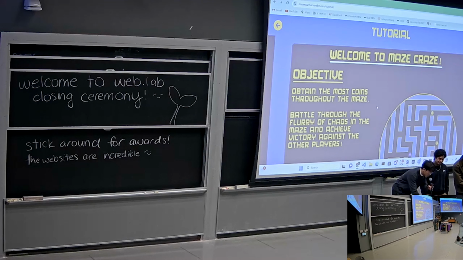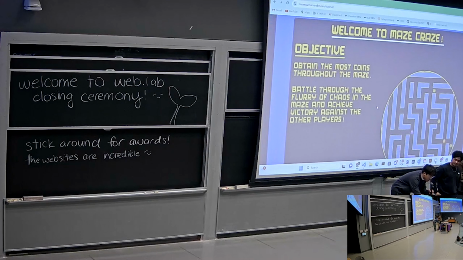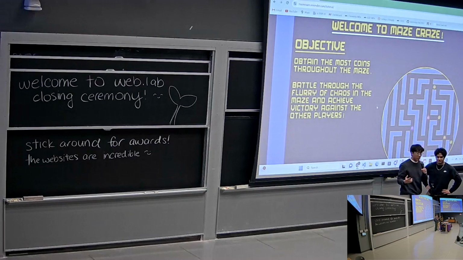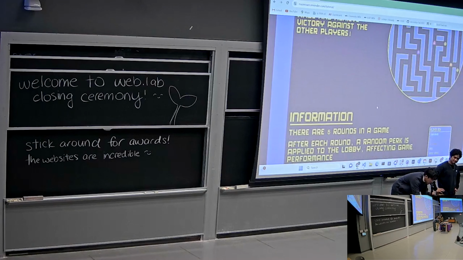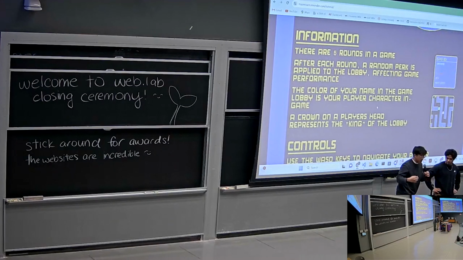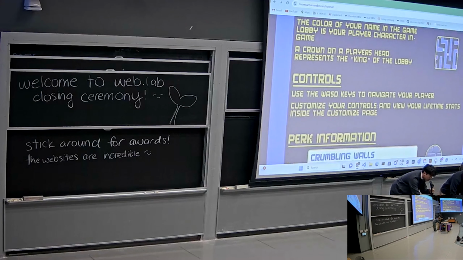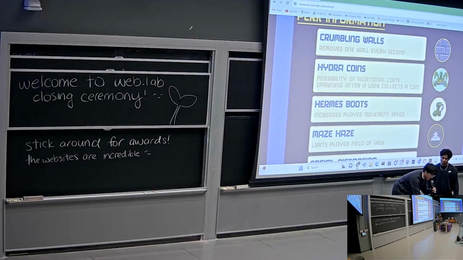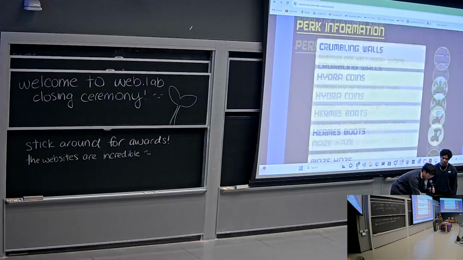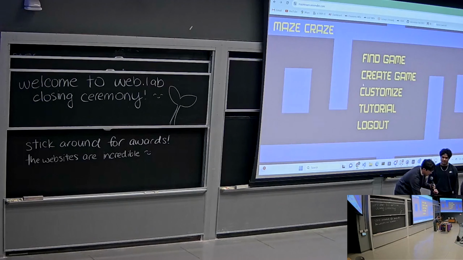Now if we go into the tutorial page, basically the entire objective of the game is to collect as many coins as you can in the maze with players in the lobby. There's 5 rounds, and after each round, a perk is stacked onto the game. By the end of 5 rounds, there'll be 5 perks applied to the entire lobby, which will make everything kind of chaotic. Your basic controls are WASD, and we have 8 perks that can be applied to the round, which we can demonstrate inside the lobby.